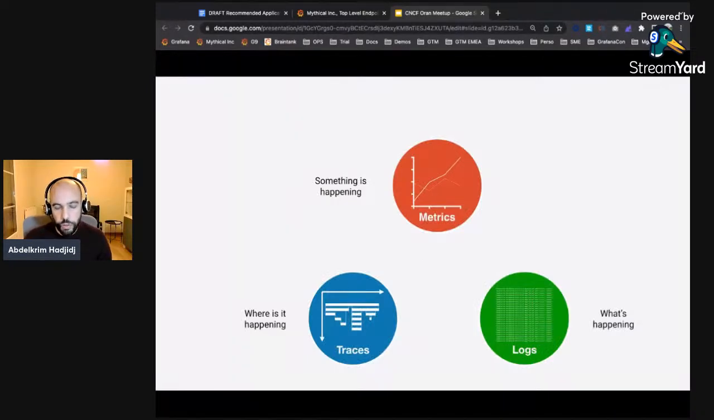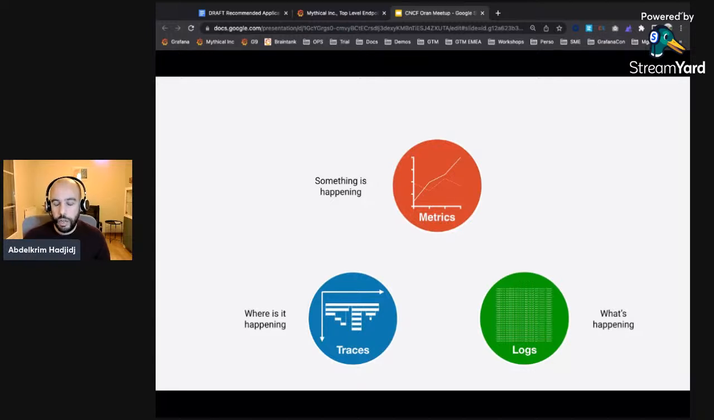So for modern application and mainly cloud native application, you will hear the term of the three pillars. Some will talk about the fourth pillar, adding profiling, but it's mainly three things. First, metrics is telling you if something is happening. Do you have more errors than expected? Do you have high latency in your application?